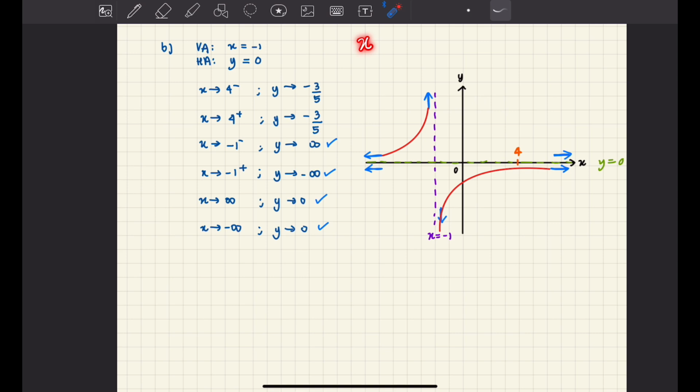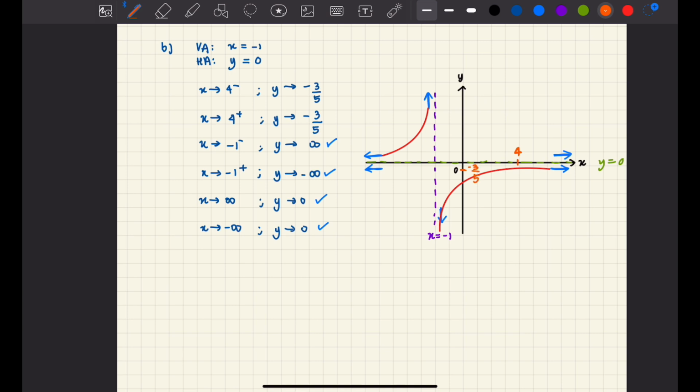Okay, sini x equal to 4. Okay, so dia datang daripada kiri, datang juga daripada kanan, dan dia berhenti pada nilai y equal to negative 3 over 5. Okay, so means that sekarang kita kena label negative 3 over 5 tu dekat sini, somewhere over here. Okay, let's say saya label dekat sini. So negative 3 over 5 dekat sini.